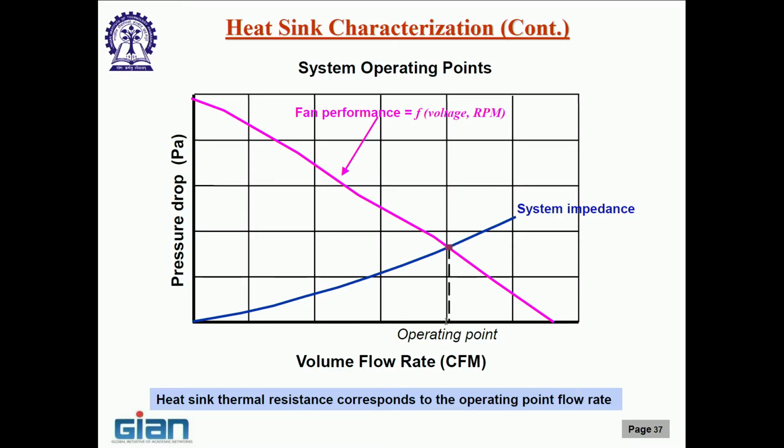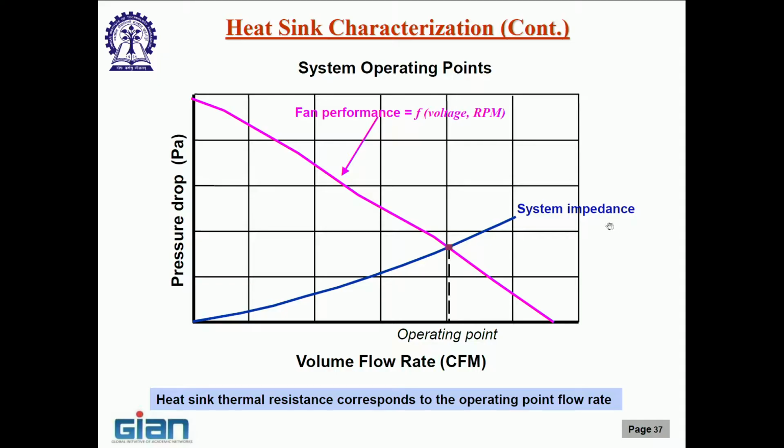So, I am showing you just the heat sink and fan curve here, heat sink and fan as an example, but actually when you put it in a system, the flow resistance for every other component inside the system also gets included into this system impedance. This is not just the resistance it has to overcome for flowing through these channels of the heat sinks, but everywhere else.